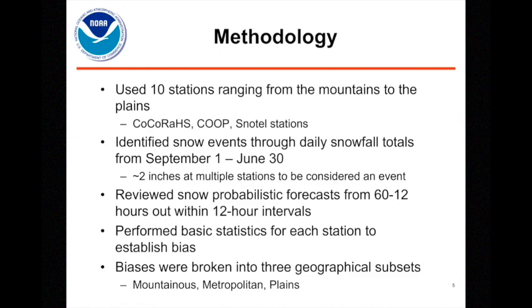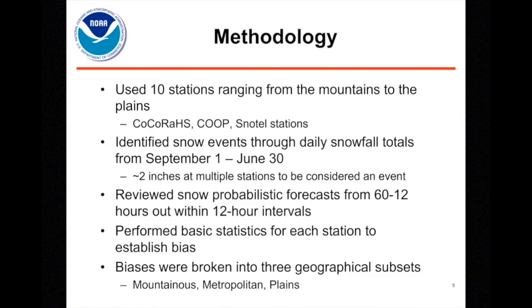Now, snow probabilistic forecasts come from the National Weather Service Boulder. They run about every 12 hours from town to town, especially at these stations. From there, the information I gained were the forecast percentiles, from greater than 0 all the way up to 18 inches.